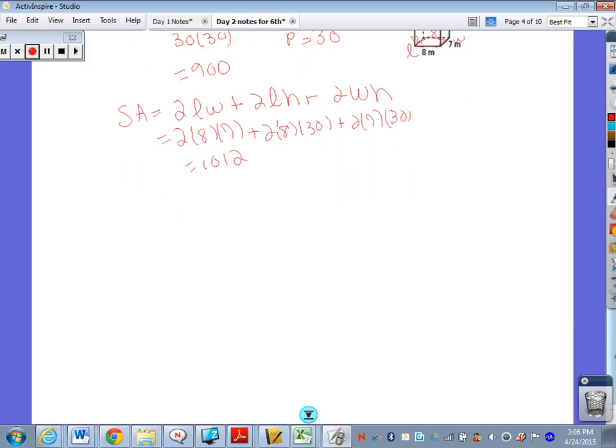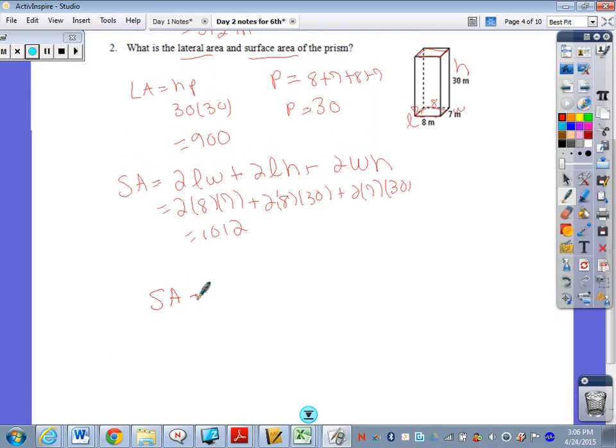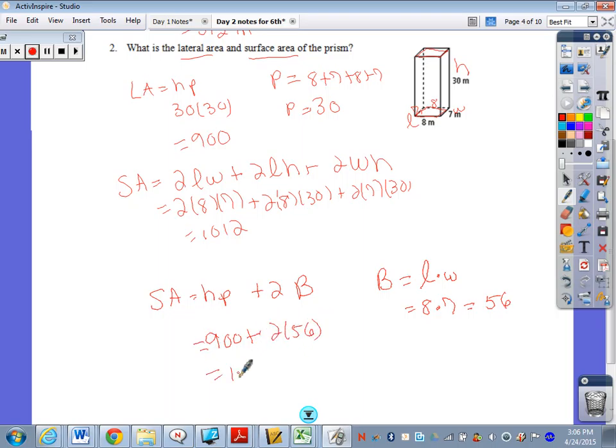Just to show you that the other formula works, if I use the other one, it's HP plus 2B. To get B, you do the area of the base, the area of a rectangle. So you look at your formula for a rectangle. That's length times width. So I'm going to do 8 times 7, which is 56. And then I'm going to take my lateral area up here, which is 900 to save some time, plus 2 times 56. If you multiply that out, you get 1012 again. And this again would be meters squared.